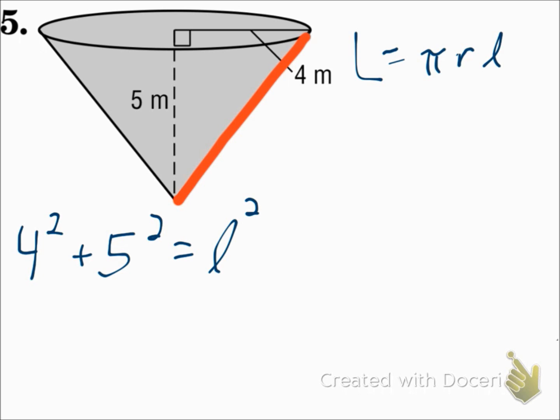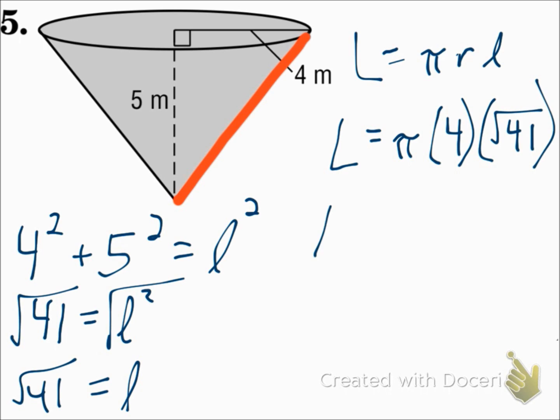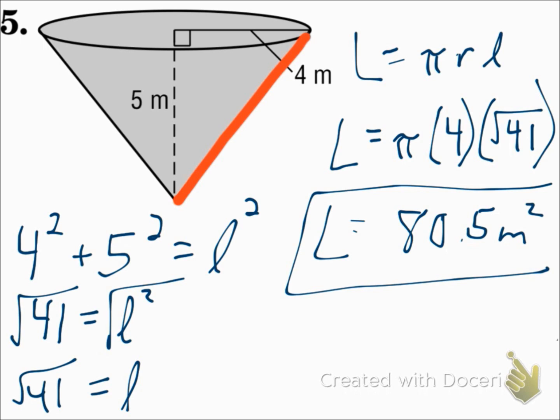One leg squared plus another leg squared equals the slant height squared. 16 and 25 make 41. When you square root each side, the slant height is the square root of 41. So that's what we'll substitute in. Pi times the radius, which is 4, times the slant height, which is the square root of 41. And when you punch that in, you get 80.5 meters squared. So since we didn't know the hypotenuse there, which was the slant height, we did the Pythagorean theorem to find it, and then we substituted in the correct value.